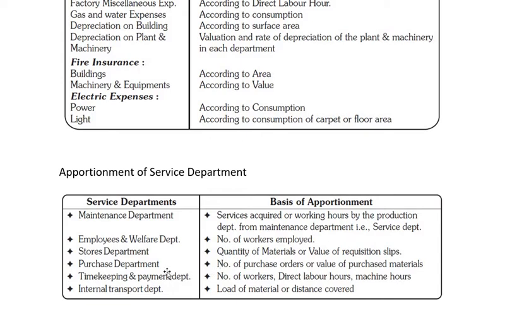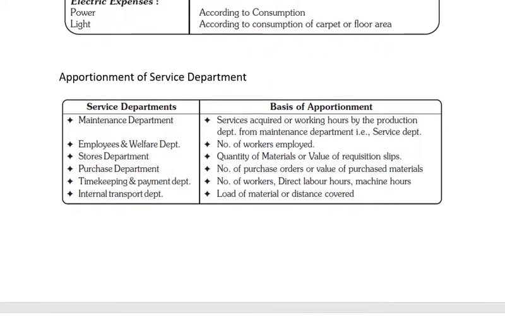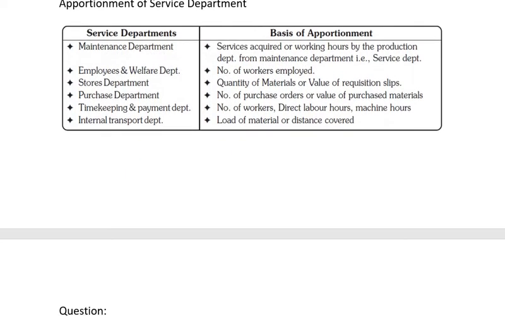Purchase department expenses are distributed as per the number of purchase orders or value of purchased material. Timekeeping and payment department is distributed as per the number of workers or as per direct labor hours or machine hours. Internal transport department expenses are distributed as per the load of material or distance covered. Now let's understand with the help of a numerical.